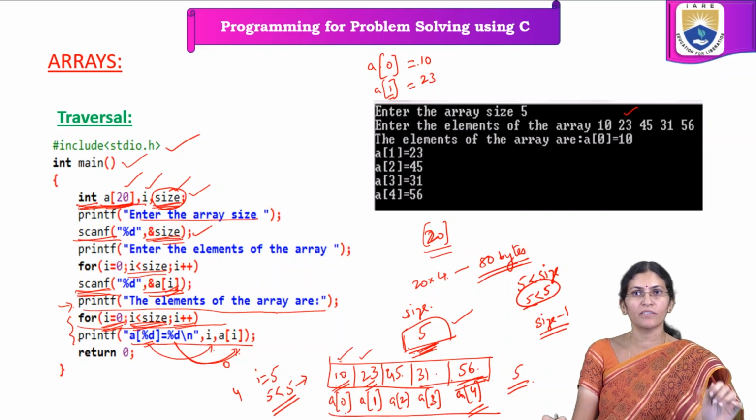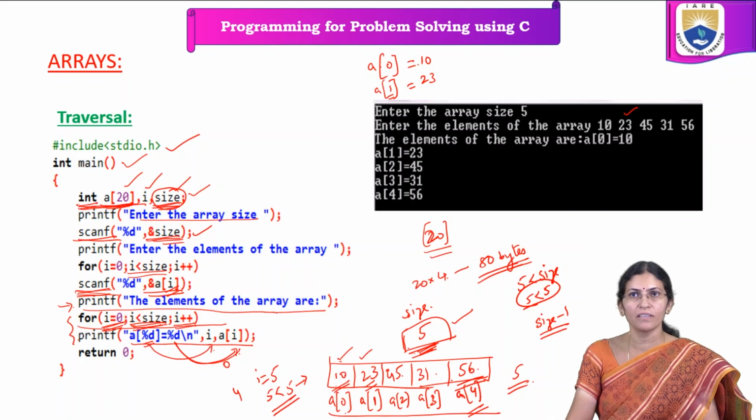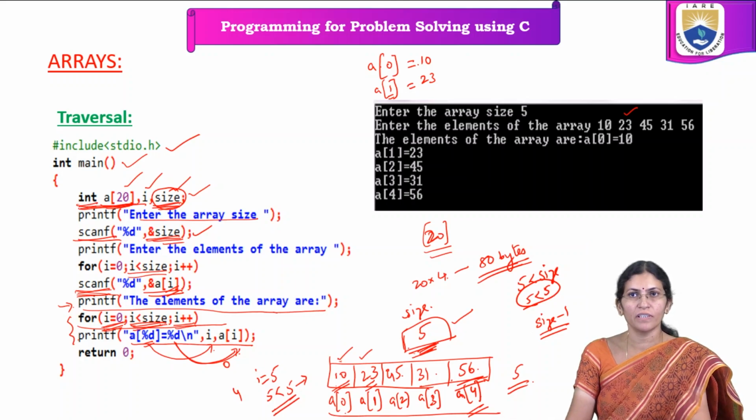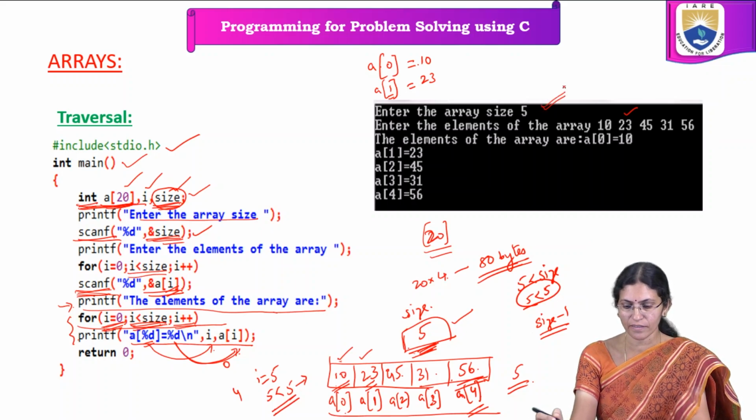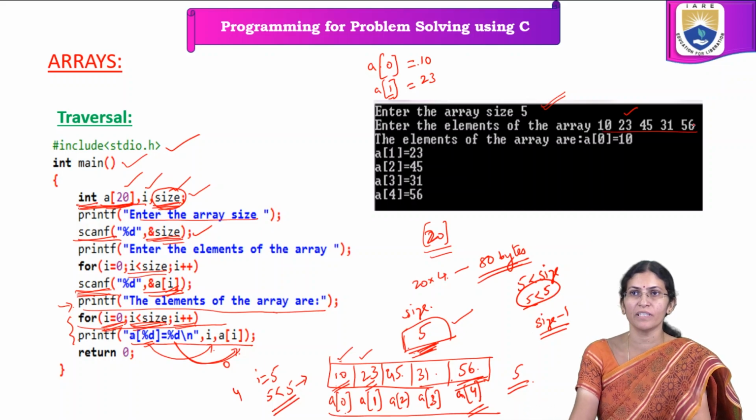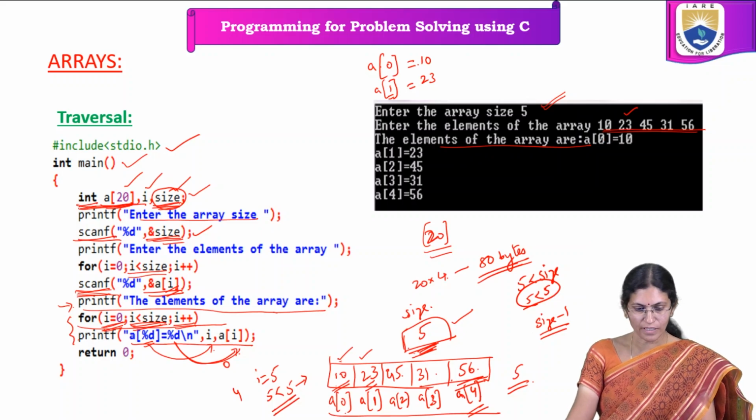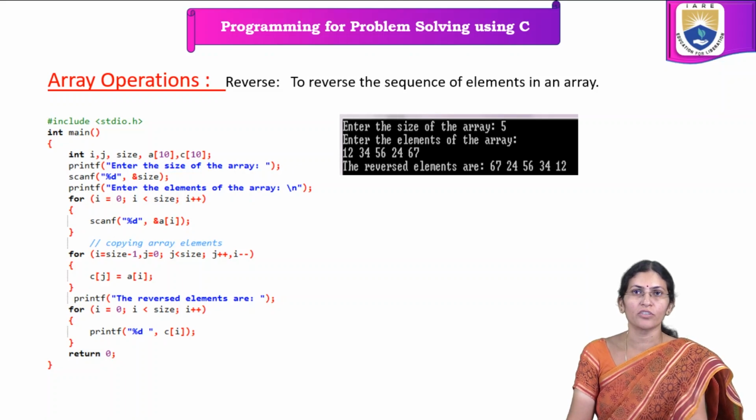So this is the traversal operation. Traversal is nothing but accessing each and every element of the array. This is a very simple program to understand the traversal operation. What we have done here is, we have taken an array. At runtime, the user has given the array size, and also at runtime, the elements of the array have been initialized, and then the same elements of the array are printed by using the printf function. So the next operation is the reverse operation.